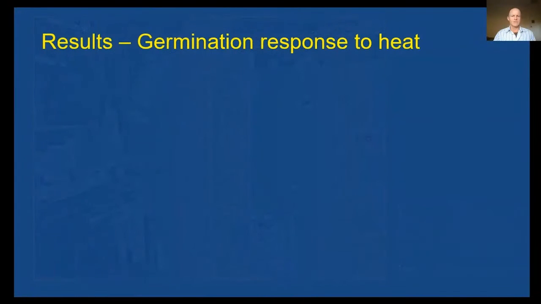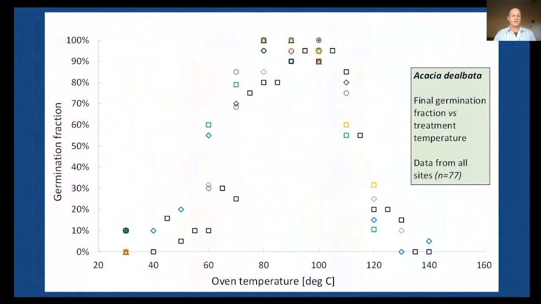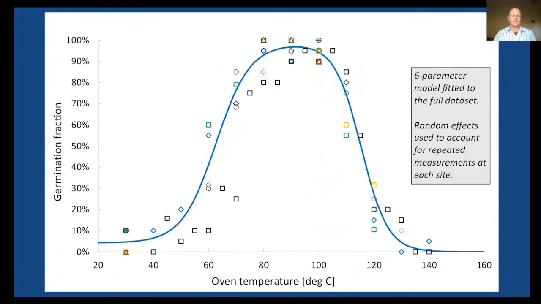Now looking at some results. Here I plotted the final germination fraction as a function of treatment temperature, with the different colours representing seeds from different sites. And this blue curve here represents the fitted model.